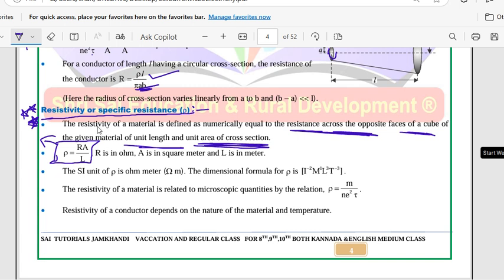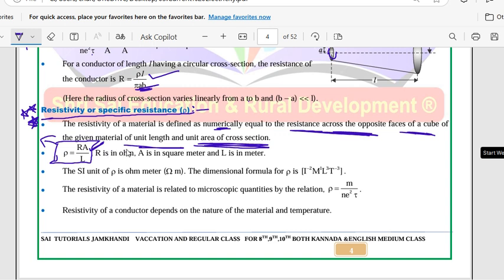If you see the derivation, the resistivity of a material is defined as numerically equal to the resistance across the opposite faces of a cube of the given material of unit length L and unit cross-section area. On combining these terms in the given equation, we write resistivity or specific resistance equal to R into A divided by L, where R is the resistance, A is the area of cross section, and L is the length.